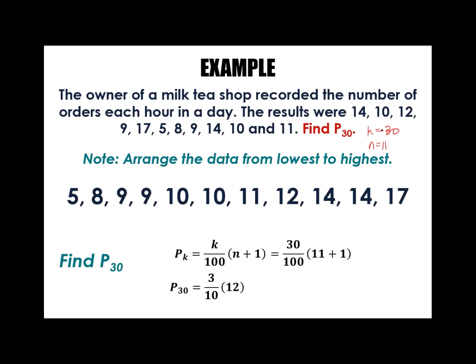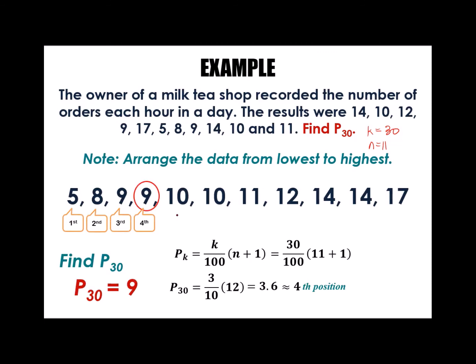But don't forget to pause. Needed in all calculators, they are the same. Okay? So 3 divided by 10 equals, then times 12. With that, we will have 3.6, or rounded off, 4. So again, that means the fourth position. Count again: first, second, third, and then fourth. So the answer here is 9. So P sub 30 is equal to 9.